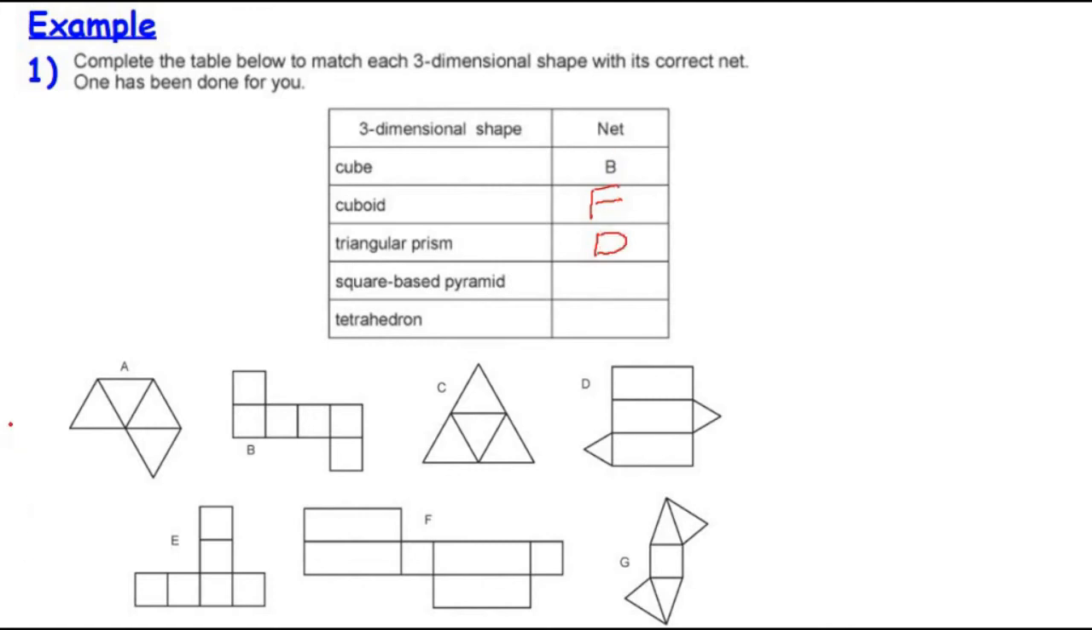And next is asking us to look for a square-based pyramid. So a square-based pyramid has a square at the bottom, at the base, and then it has four triangles. So although A and C have four triangles, there is no square there. Therefore, G has to be the net, because it has one square and four triangles.